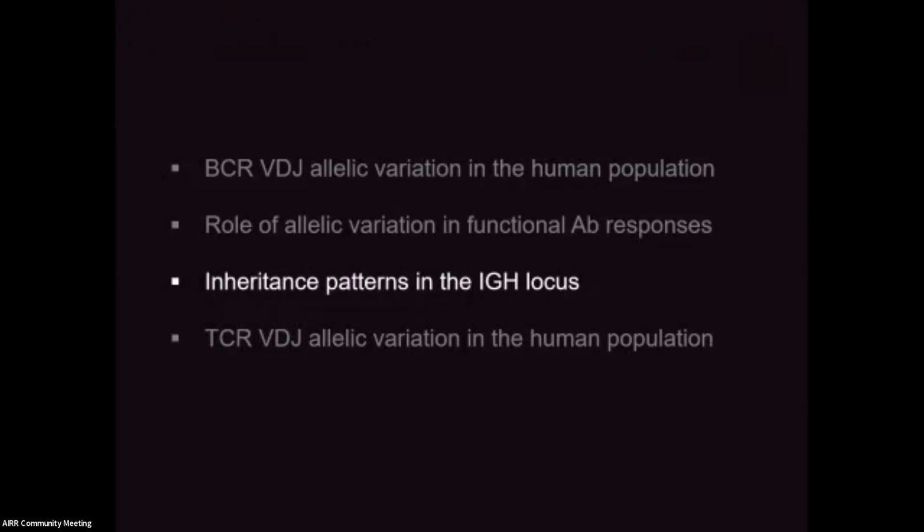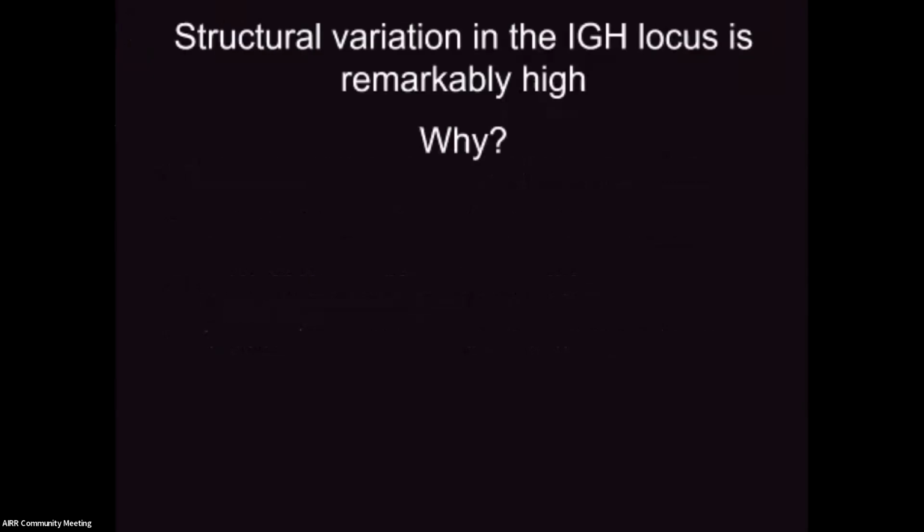I will shift to discussing inheritance patterns. That sounds grandiose, and there's a lot more to do here, but we asked this in the context of a study group that we had. Why did we do this? Because we've always been intrigued by this enormous variation in the IGH locus. I think we will hear a lot more about that from Oscar today. It's remarkably high, much higher than for the light chains. It's also higher than for the TCR regions.